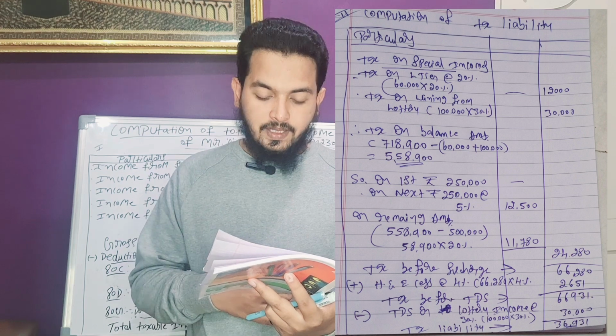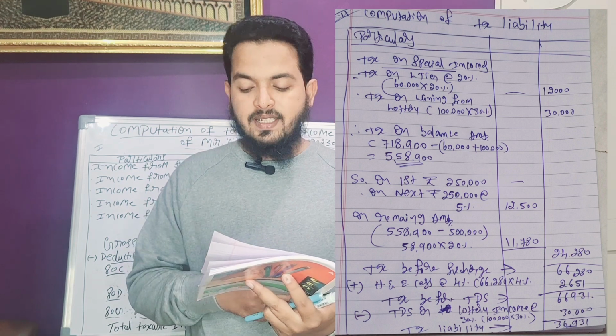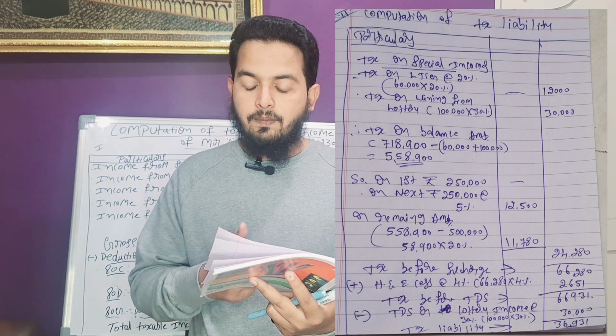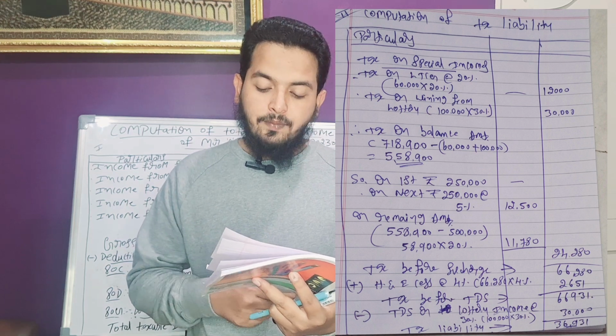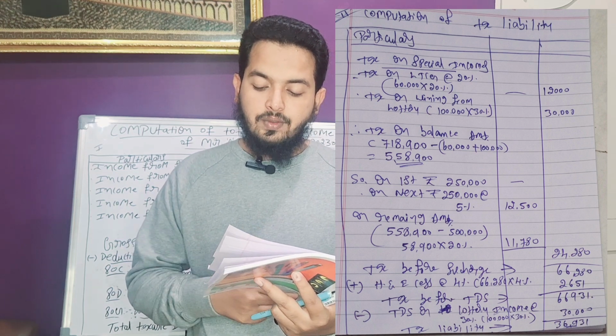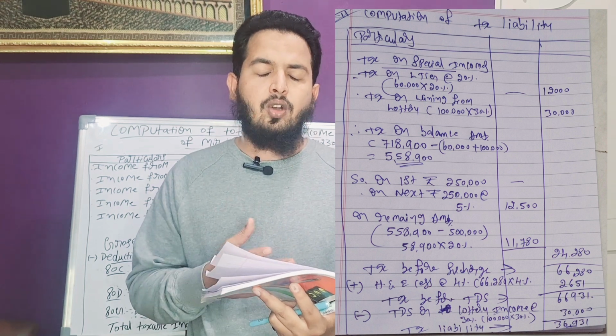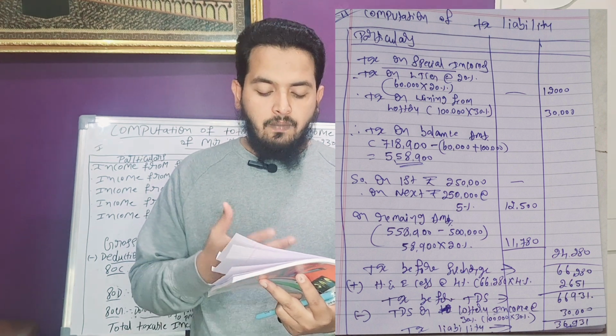58,900 into 20%, 11,780. Make the total of this. Take this to the second column, 24,280. Tax before cess, 66,280. Here I am not adding the surcharge because income is not exceeding rupees 50 lakh.